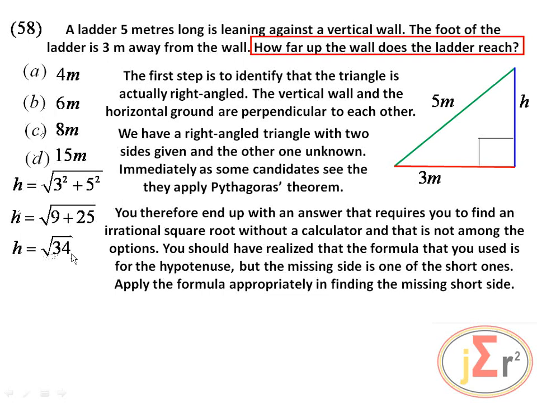An irrational square root, when you work that out, you will get a never-ending decimal fraction. We have rounded numbers here. We are sure that the square root of 34 is not correct. You should have realized that the formula that you used is for the hypotenuse, but the missing side is one of the short ones. Apply the formula appropriately in finding the missing short side. Do not be jumpy. As soon as you see a right angle triangle, one side is missing, you start to add in order to find the missing side.